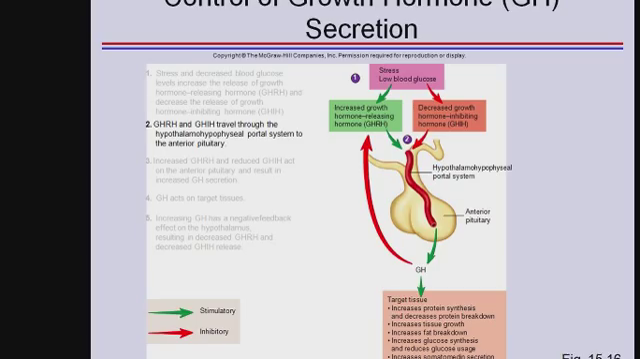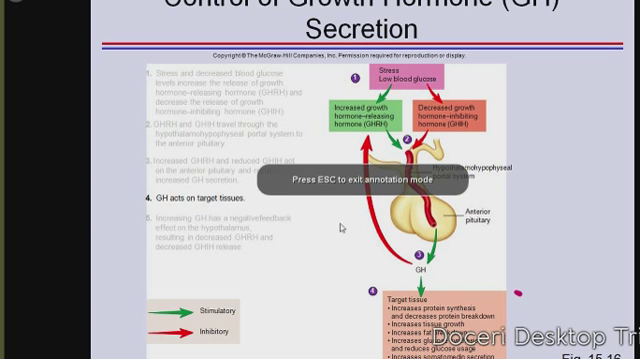Growth hormone releasing hormone and growth hormone inhibiting hormone then travel through the hypothalamo-hypophyseal portal system to the anterior pituitary. They act on the anterior pituitary and result in increased growth hormone secretion. Then the growth hormone will act on the target tissues, and it shows a list down here in the pink of some of the things that can be shown here.